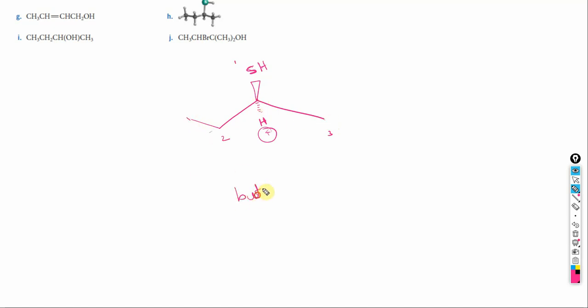and this is 1, 2, 3, 4, it's a butane thiol, or you can also say 2-butane thiol. Both are equally correct. And you have to say whether it's an S or an R. In this case we just found out it's an S. So that is the name of your molecule.